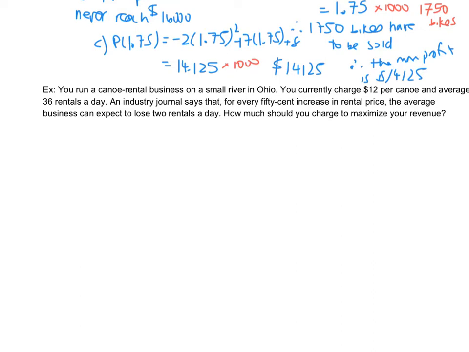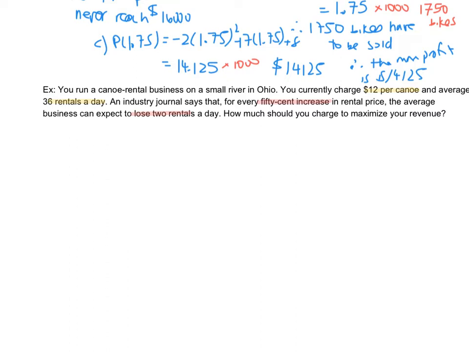So you run a canoe rental business on a small river in Ohio. You currently charge $12 per canoe and average 36 rentals per day. An industry journal says that for every 50-cent increase in rental price, the average business can expect to lose 2 rentals a day. How much should you charge to maximize the revenue?